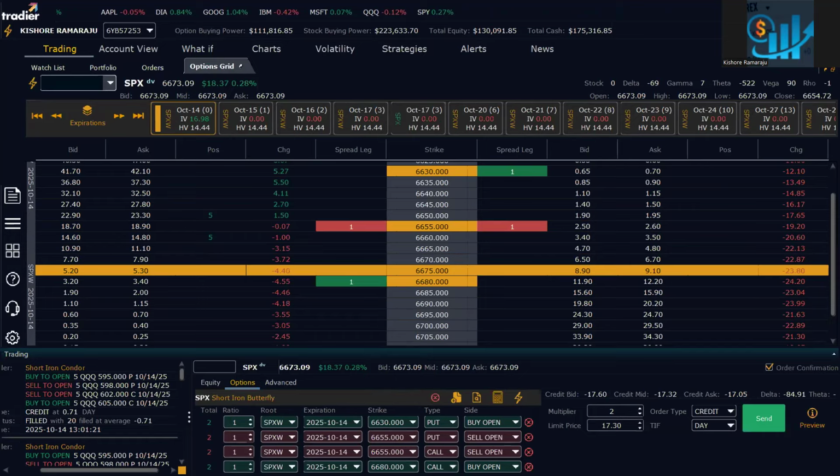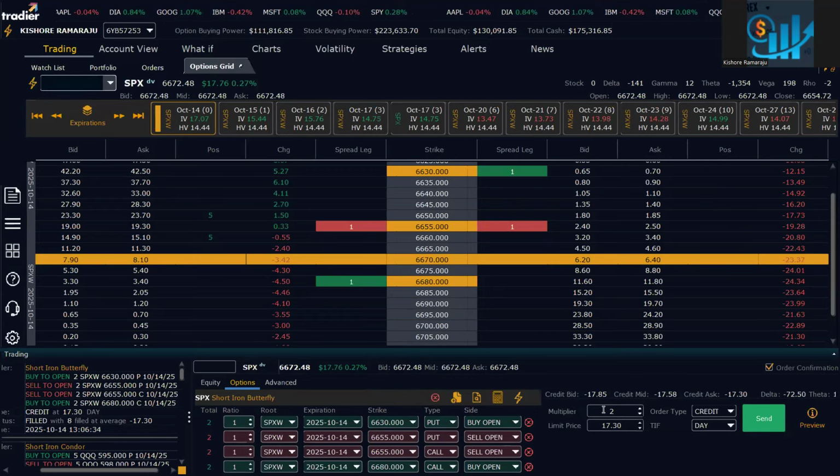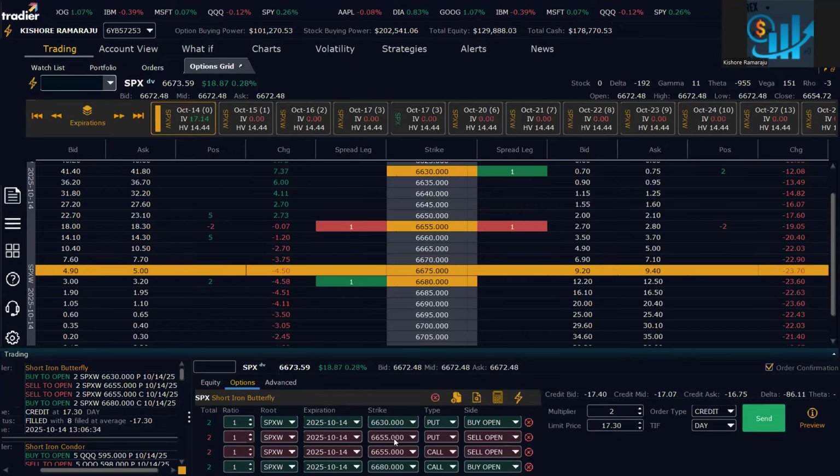So I'm doing an iron fly and I'm collecting around $17.3 at 6655. That means if it closes somewhere around 6655, then all this $1,730 for each contract is yours. If it stays 17 points up or 17 points down, you will still be in profit. That means from 6655, if it goes 17 points up, you will still be in profit.